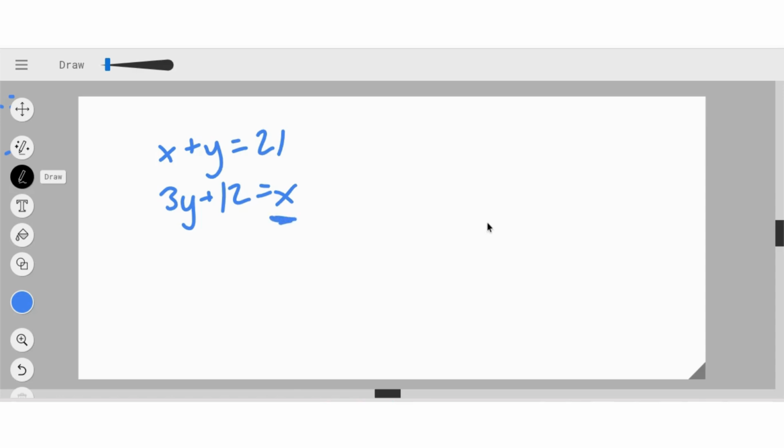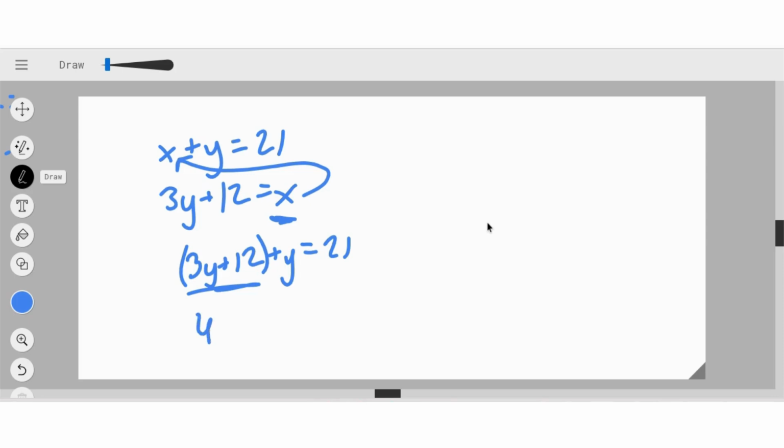We have x by itself already, but we don't really know what it is because it's in terms of another variable, y. So what we're going to do is substitute this x into this equation. So we get 3y plus 12 plus y equals 21. This is x, by the way. And now all we have to do is solve. So we get 4y plus 12 equals 21. And we just solve this like normal. 4y equals 9. y equals 9 over 4.